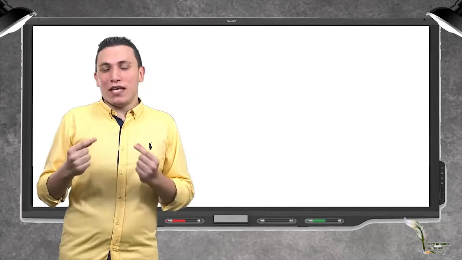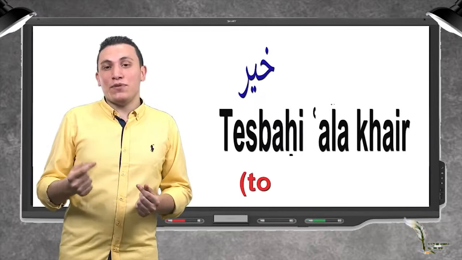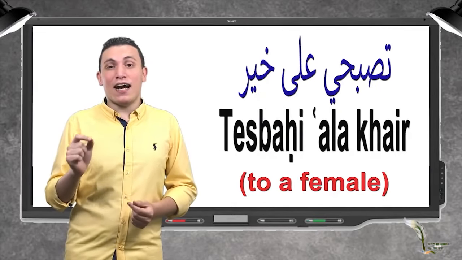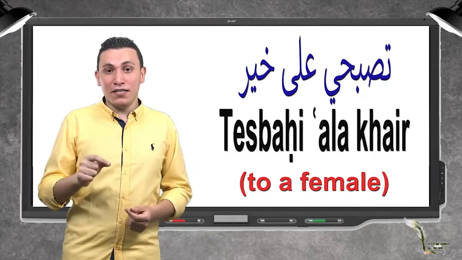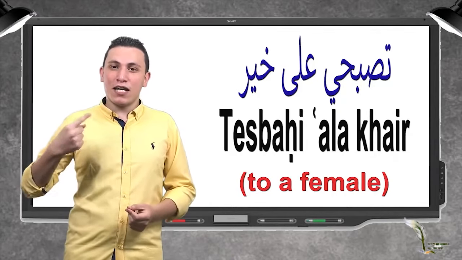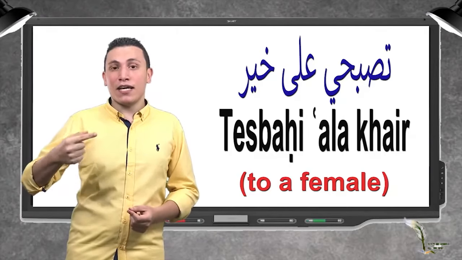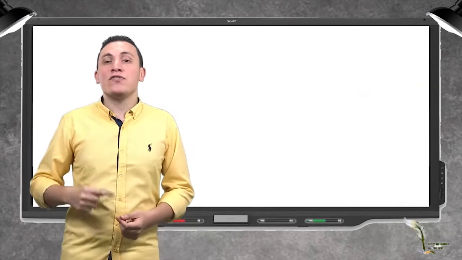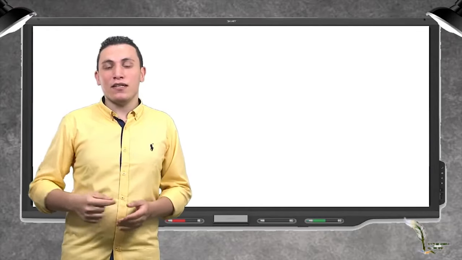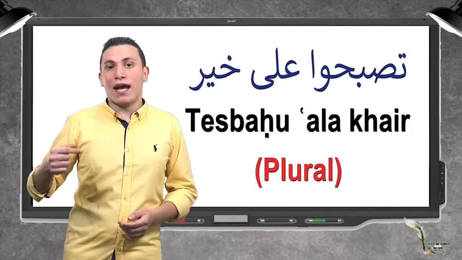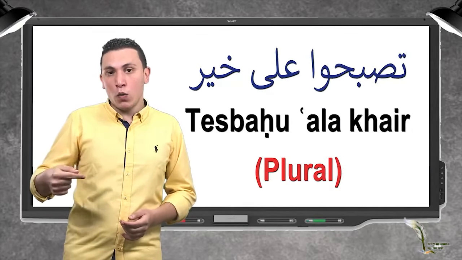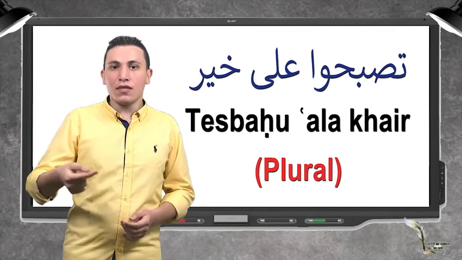And when you say good night to a female, it would be تصبحي على خير. So تصبح على خير is used with a male, and تصبحي على خير with a female. If you're addressing a group of people, it would be تصبحوا على خير. Good night.